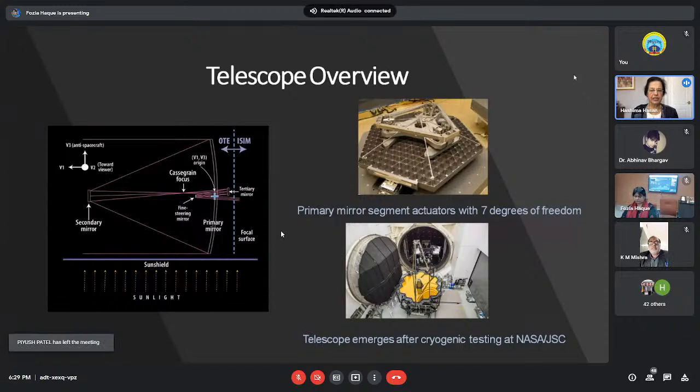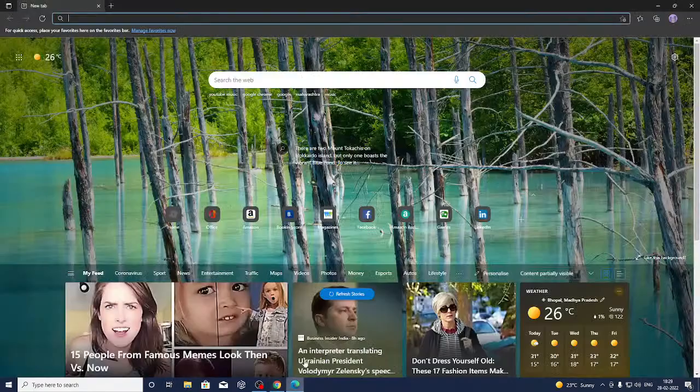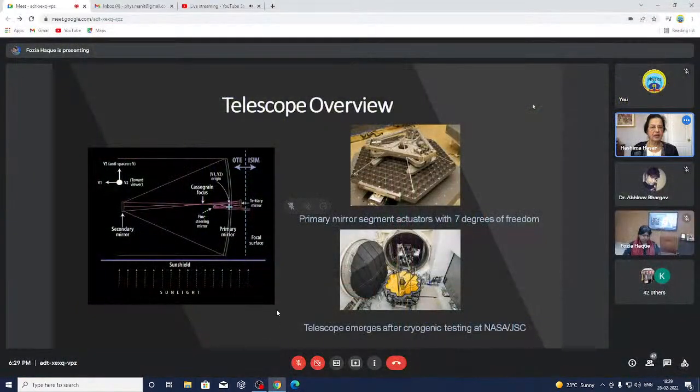A picture of the telescope outside the cryogenic chamber at Johnson Space Center, where it was tested with the entire object. And see this chamber it is coming out of? That chamber was originally used for the Apollo missions and it was modified.